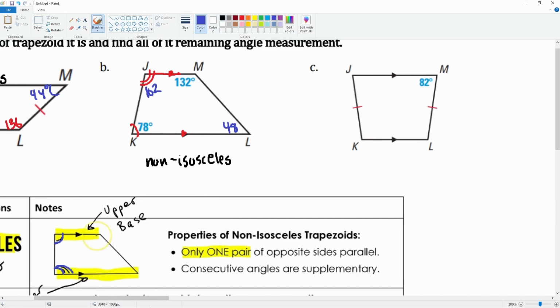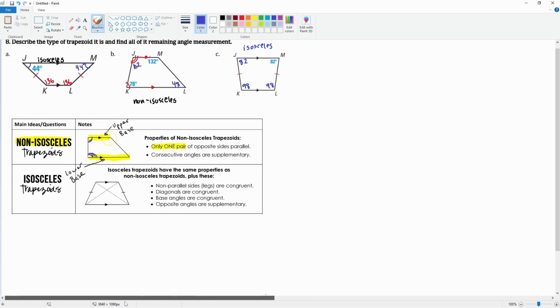That makes this an isosceles trapezoid. And the fact that this is isosceles, we know that the base angles are the same, 82, and the diagonals are congruent. So we subtract 82 from 180. So this is 98 and this is 98. So there you go. You just need to remember the properties of your isosceles trapezoids.